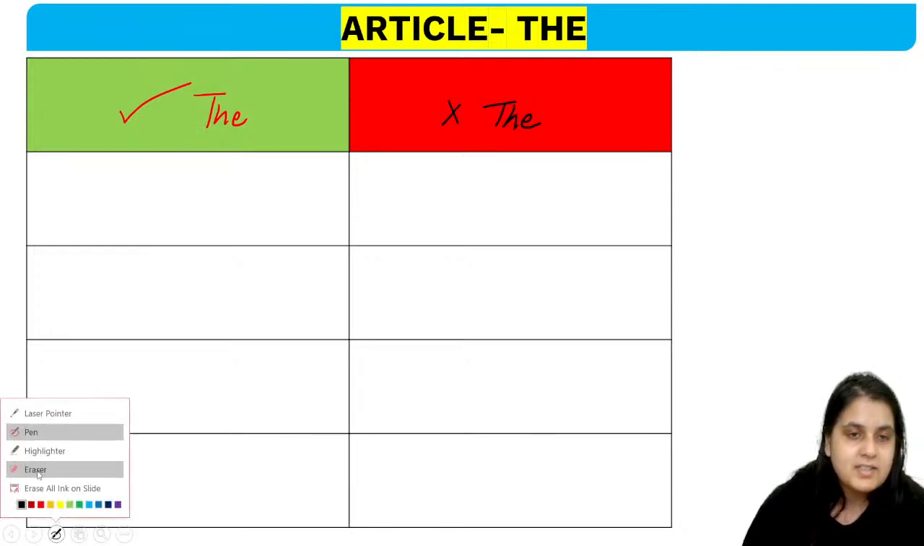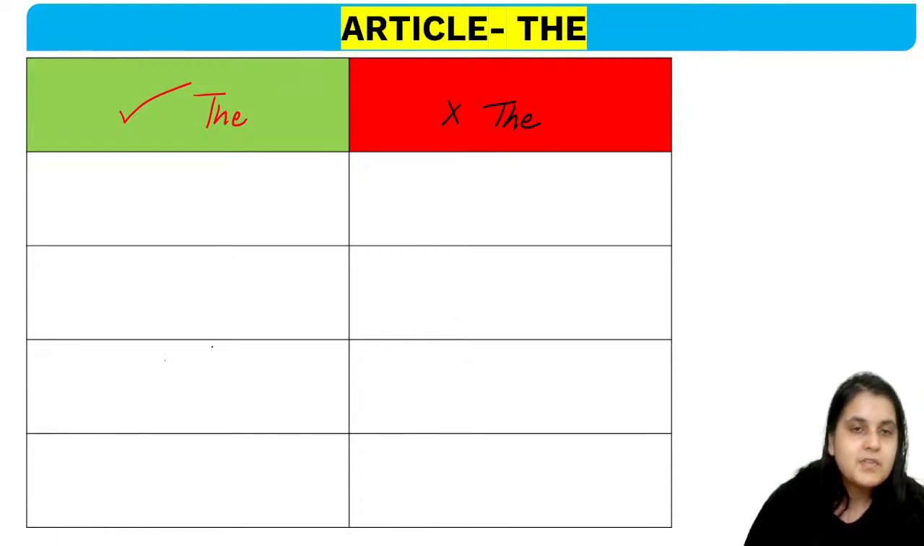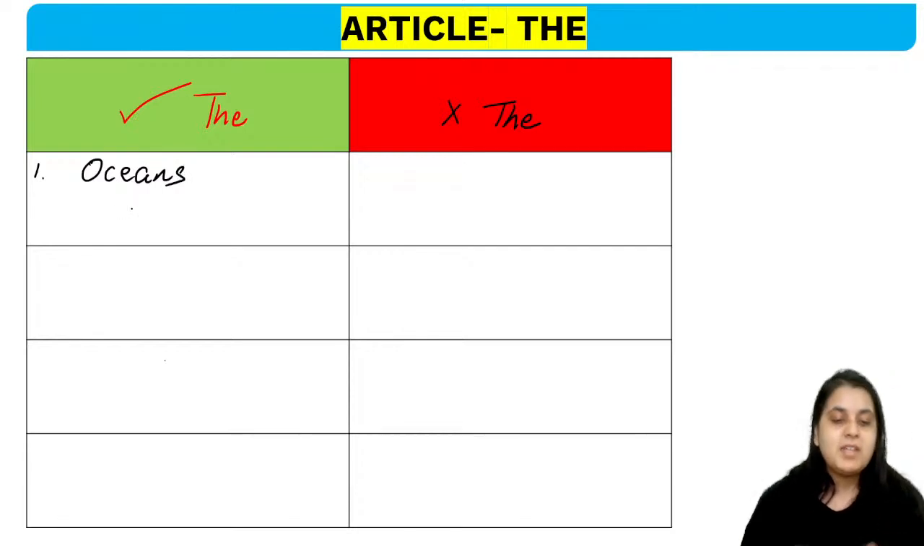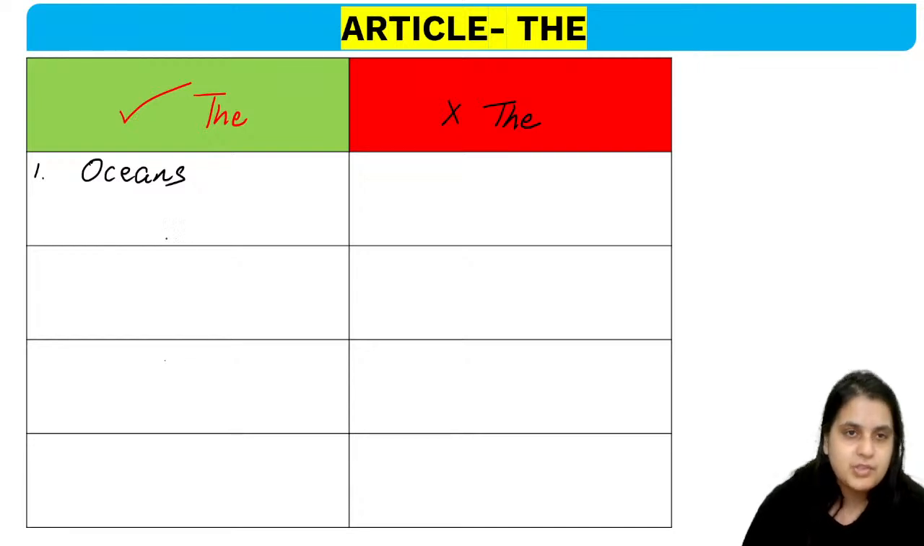Okay, so let's understand what are the instances when we should use the. Now, first of all, the article the is used before these common points. Okay, article the is used before oceans. जो simple वाले हैं, let's get that covered first. I want you to keep giving me examples, guys. Come on. First one, oceans. For example, we say the Indian Ocean, the Pacific Ocean, the Atlantic Ocean. Right, so we use the with oceans.